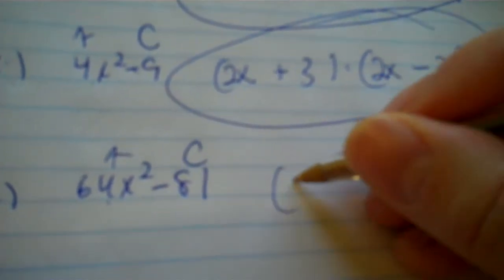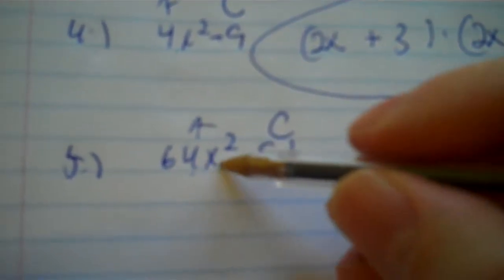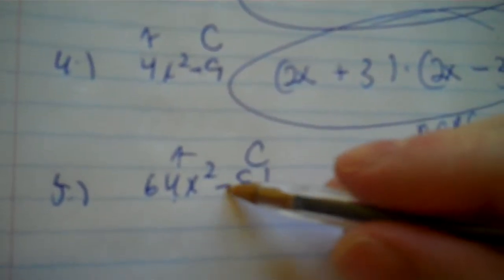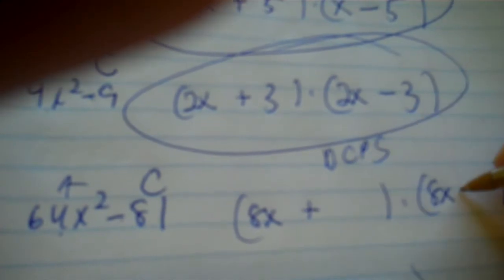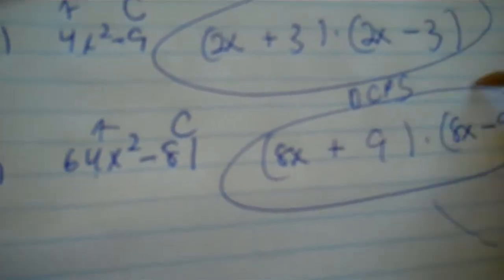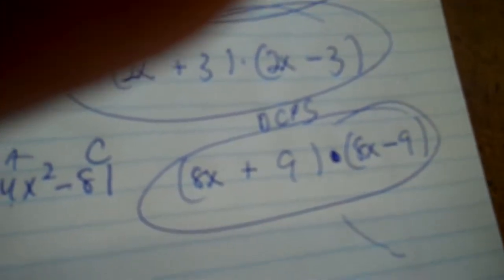So 64 is 8, x to the second. That means I would attach x's to the 8's. The negative 81 would be positive, negative, and 81 is 9 times 9. So that's the answer, 8x plus 9, 8x minus 9.